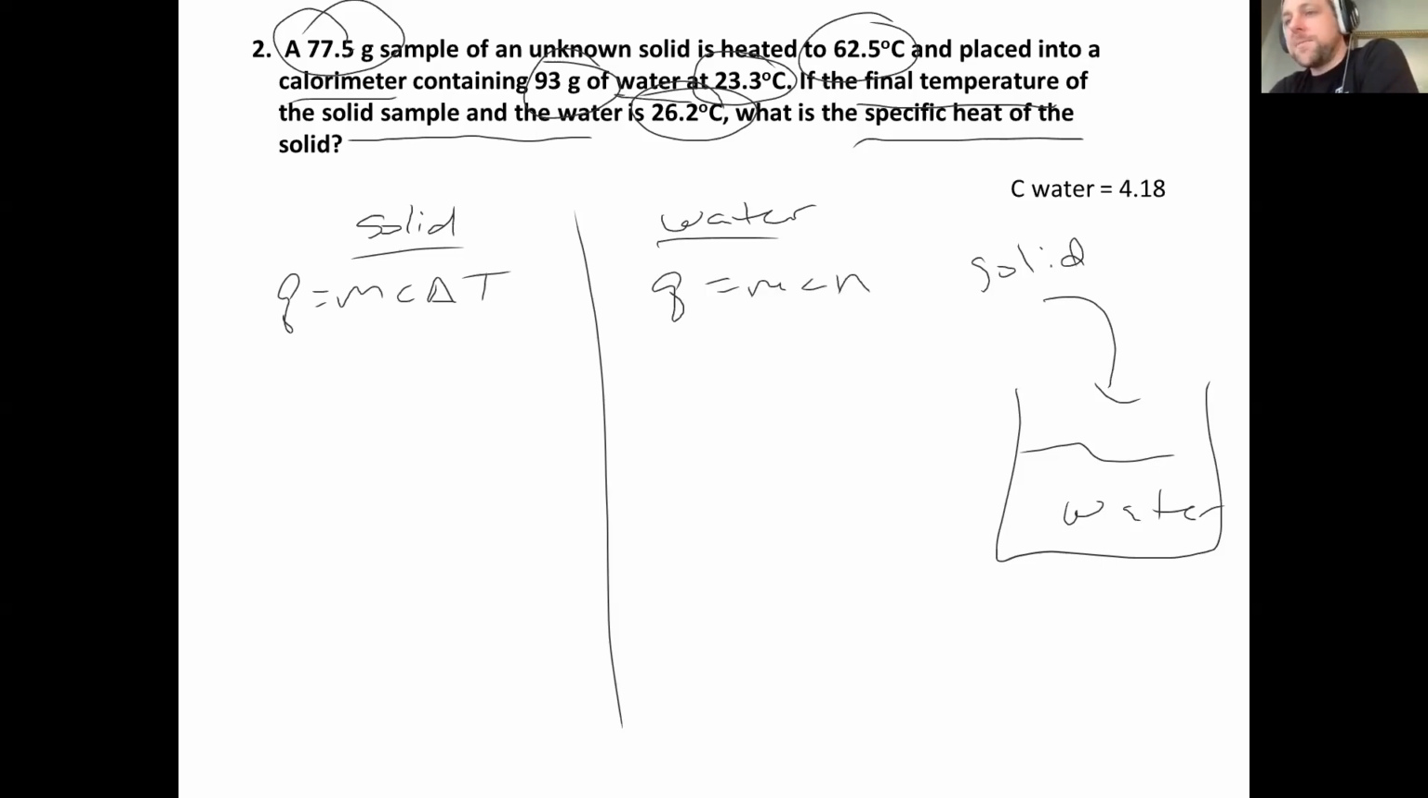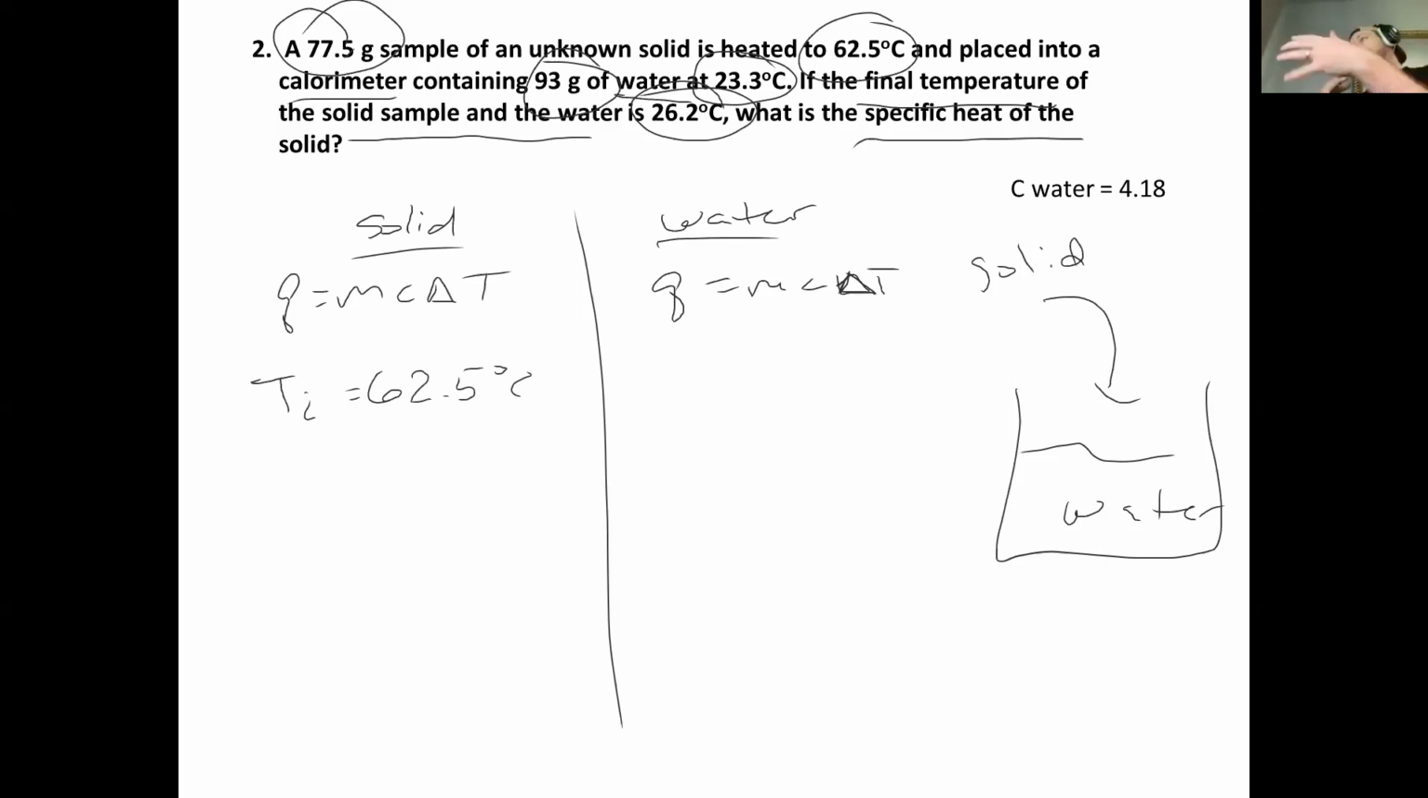And I can write a Q equals MC delta T for each of them separately. How much heat is transferred from the solid to the water, or vice versa. Now in this case, I can make a prediction about which one's losing heat and which one's gaining heat. As we write out the variables that are given, we can see what's missing. So the unknown solid is heated to 62.5 degrees before it's placed into the container. So that's going to be the initial temperature of the solid, 62.5 degrees Celsius. And then it says the final temperature of both the solid sample and the water reaches 26.2.